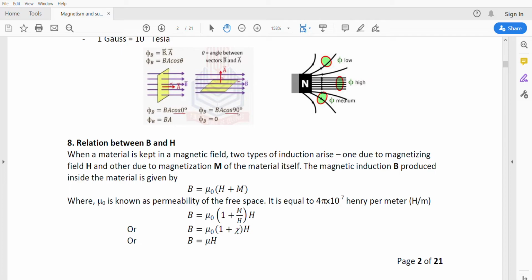H is taken as the common factor here. So the magnetic induction depends on mu naught into 1 plus M upon H, into H. 1 plus M upon H is represented with psi, so B is equal to mu into H. Here we can directly understand that magnetic field induction also directly depends on the magnetic field strength H. That direct dependence gives us a constant value, that is permeability. Mu naught represents the permeability of free space. Its value is 4 pi into 10 to the power of minus 7 Henry per meter. And mu represents the permeability of the medium.